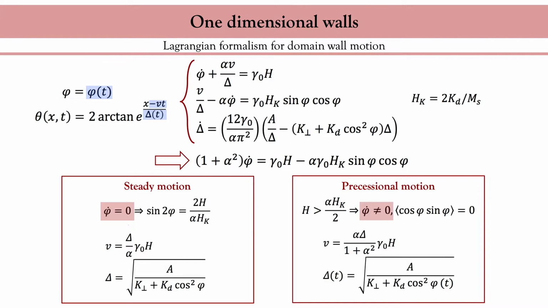Therefore, the time average velocity is given by alpha delta times H. In other words, the mobility of the domain wall is much smaller in the precessional regime than in the steady regime.